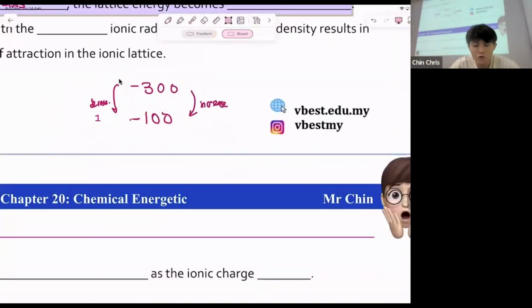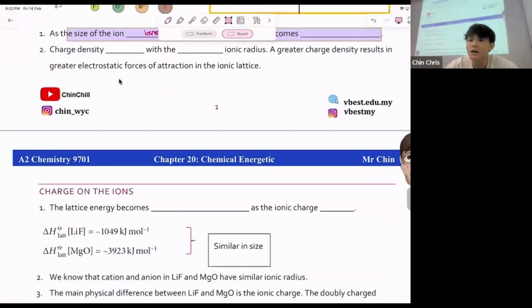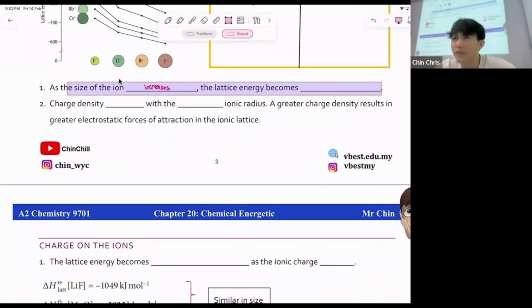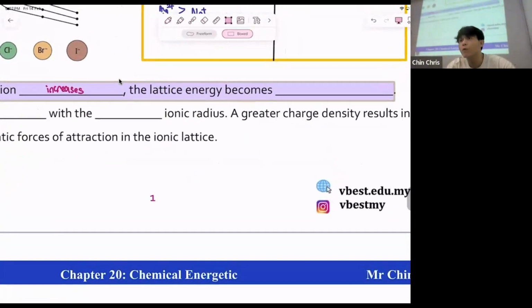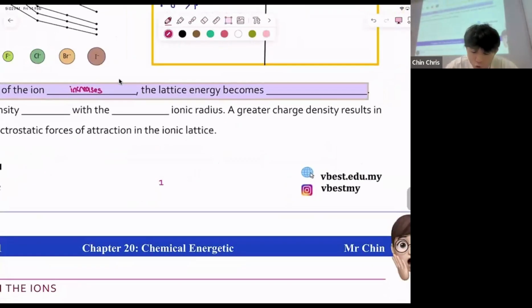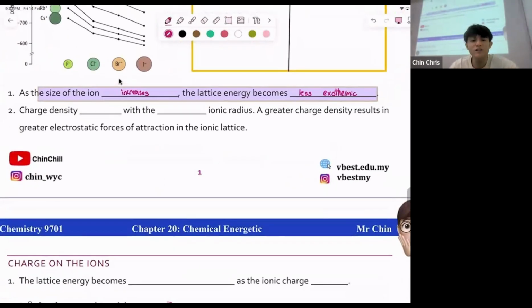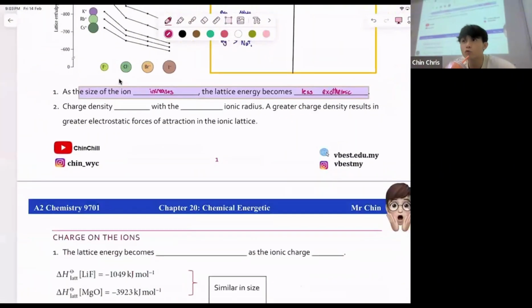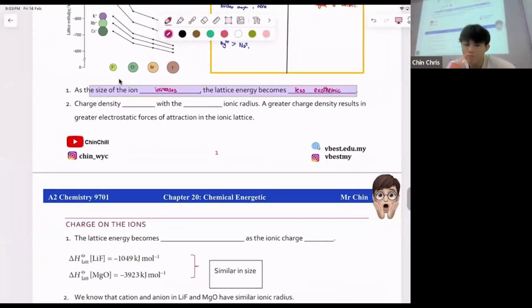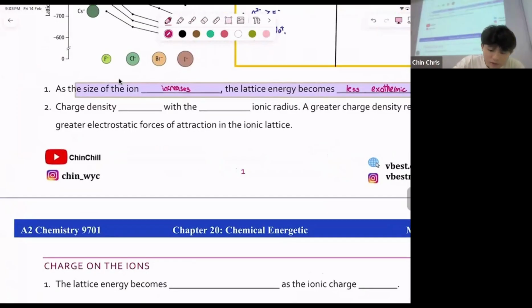So try not to write increase and decrease here, but write it as more negative, less negative, more exo, less exo. So I want you guys to write it as less exothermic. Don't write increase and decrease, because the value has a sign, a negative sign. So guys, again, I can say that the charge density decreases with the increasing ionic radius.